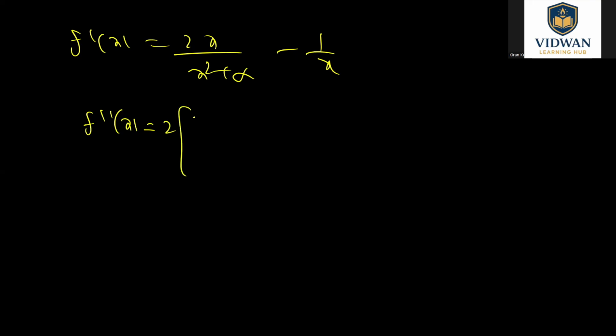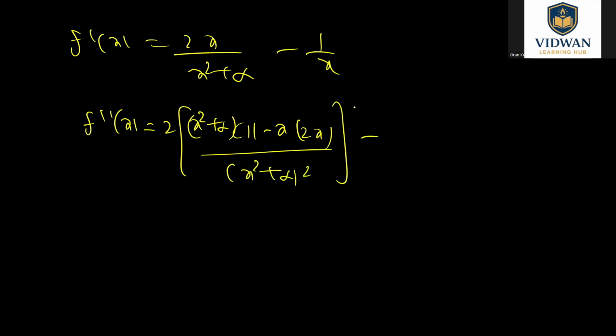That is 2 into denominator into derivative of numerator. So x derivative is 1 minus numerator into derivative of denominator. x square derivative is 2x by square of denominator. And what is the derivative of 1 by x minus 1 by x square? So this is f double dash of x. So that is same as 2 times x square plus alpha minus 2x square will be alpha minus x square.